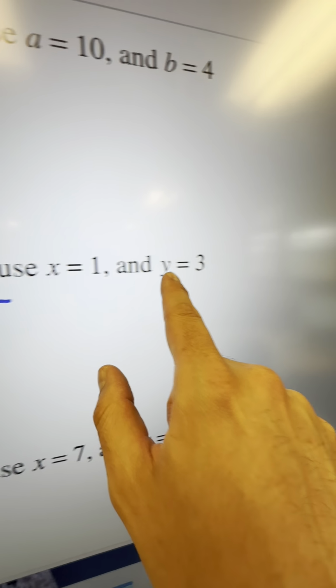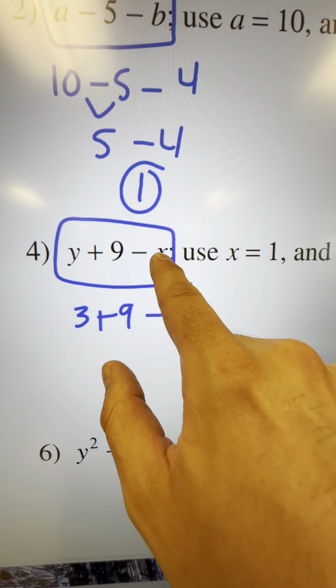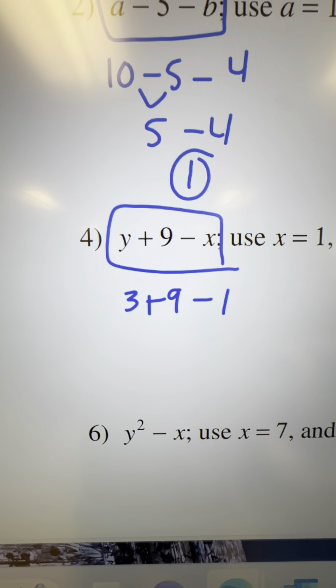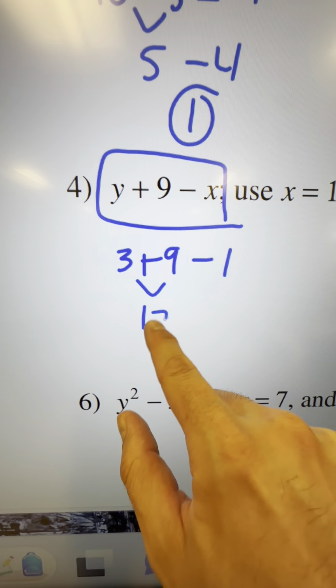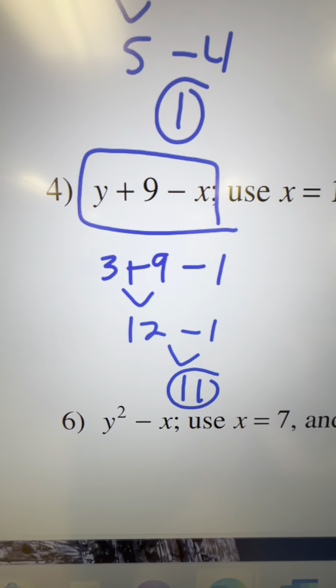Next example, y plus 9 minus x. How much is y? Y is 3. So 3 plus 9 minus, how much is x? X equals 1. So substitute first. Order of operations, we're going to add and subtract from left to right, which means I'm going to do this first. I get 12 minus 1, and 12 minus 1 is equal to 11.